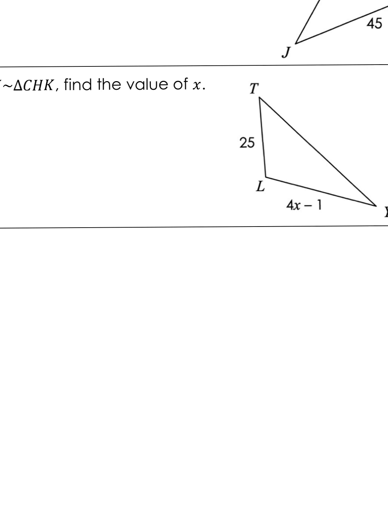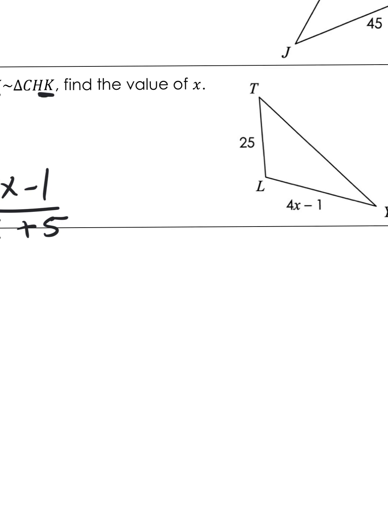So Ly corresponds to hk. So I'm going to do 4x minus 1, and then I'm going to put that over hk. hk is x plus 5. You with me so far? So if I divide those two values, then that would give me the scale factor, right? I took two corresponding sides and I set them as a ratio. That would actually be the scale factor if I knew what x was, right?